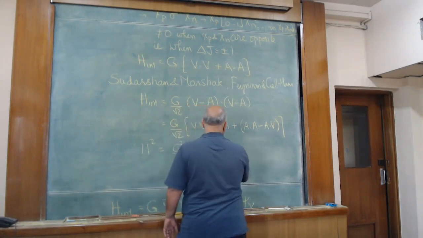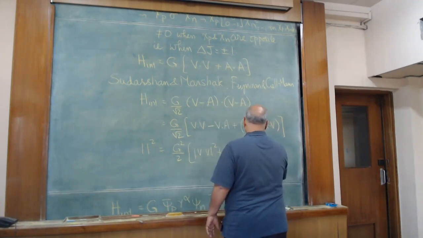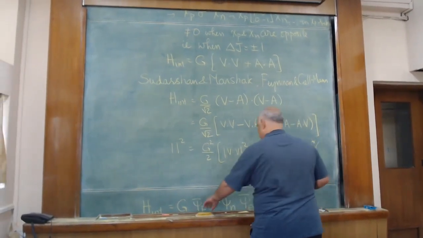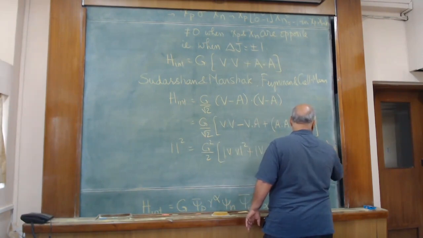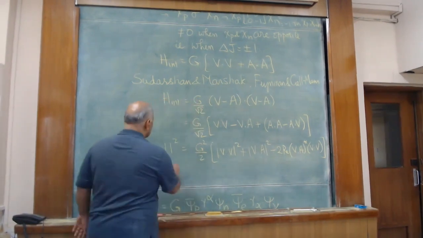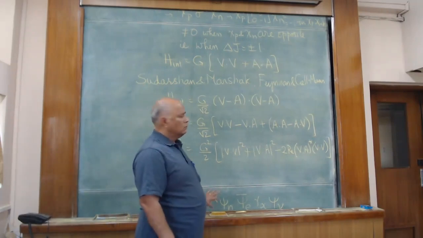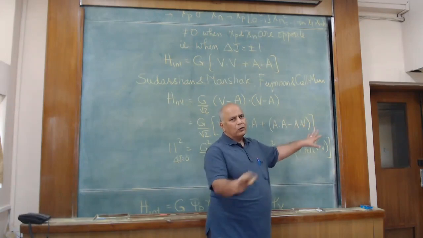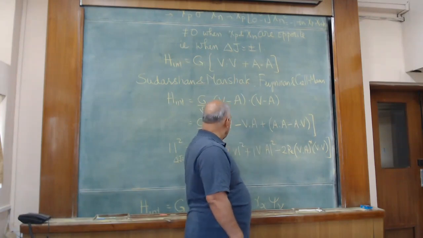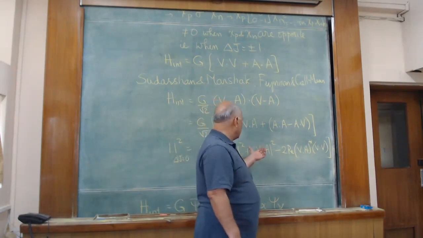mod square plus V dot A mod square minus twice the real part of V dot A star, V dot V. As far as delta J equal to 0 transitions are concerned, these A terms don't contribute. Only these V terms will contribute. And so I have sort of a minus b. So if I take the square, I have a square plus b square minus 2ab.